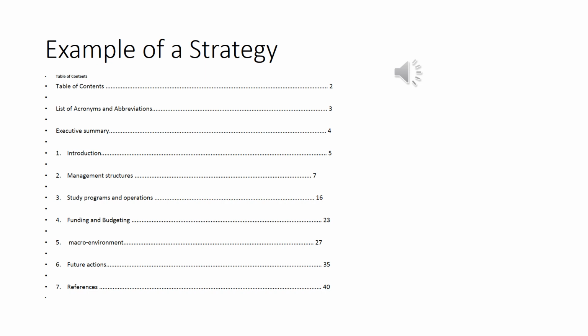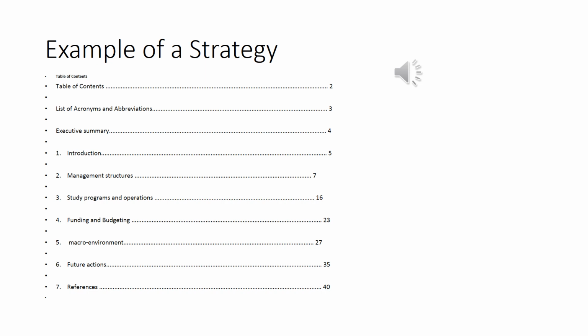I would like to give you a simple example of a strategy if you are going to write it. So at the beginning, obviously, you will have a table of contents of what's being listed. There will be a list of acronyms and abbreviations. You will have an executive summary, which you can put either at the beginning of the written strategy or at the end. There are no hard and fast rules where to put this summary.